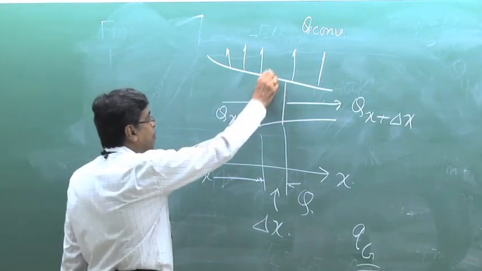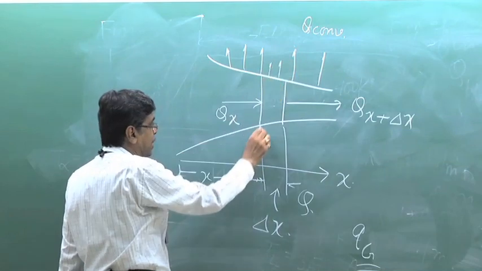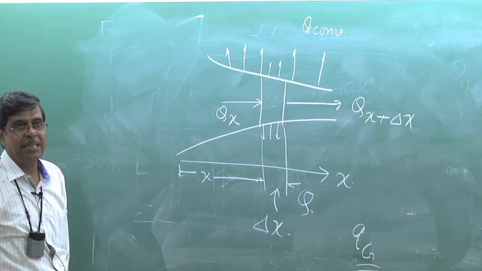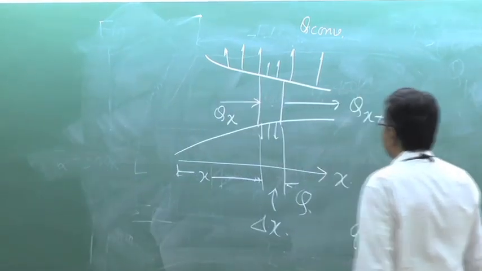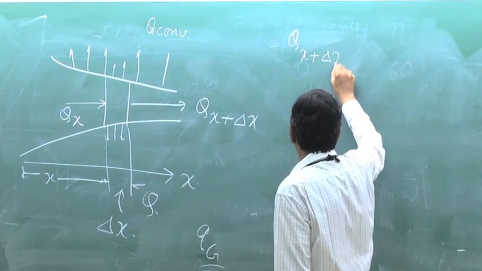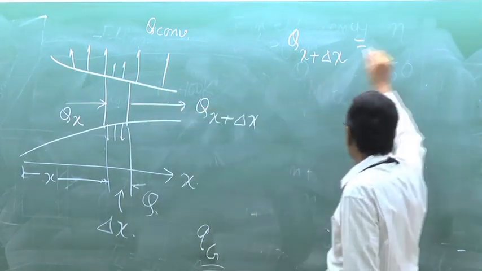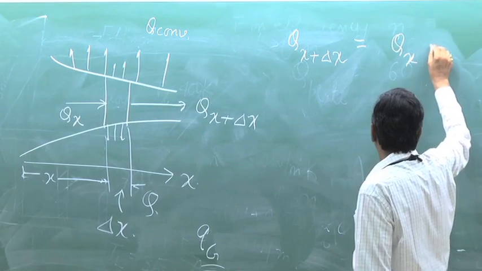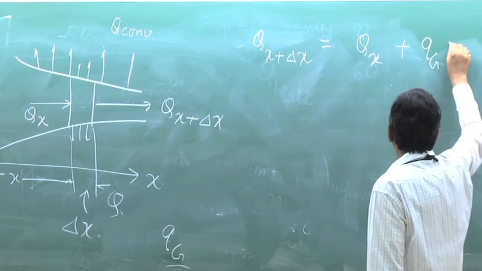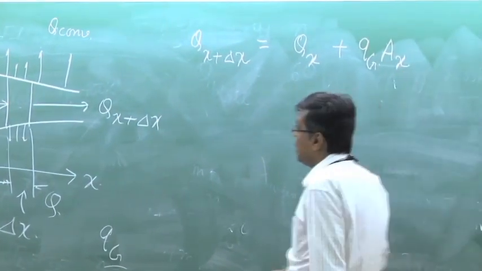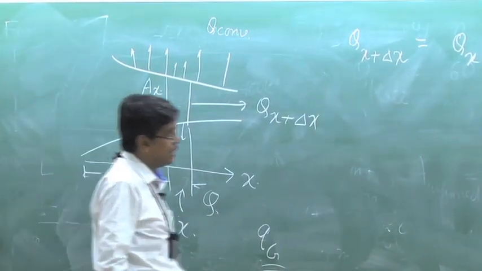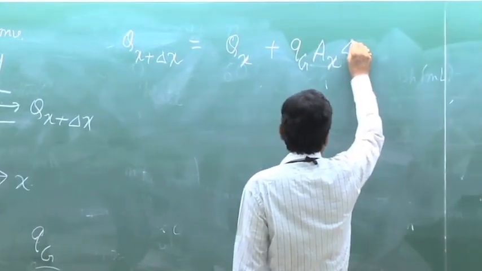And also there is the convective heat transfer, as I have shown you, Q convection from the lateral surface. Now if I have to write the energy balance, then I can write that Qx plus del x, which is coming out from this section, is equal to Qx plus Qg into the area Ax. Ax is the area here, which is a function of x. That's why I am writing Ax into delta x.